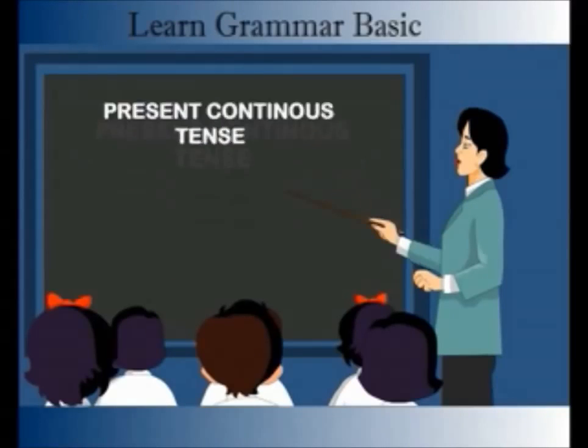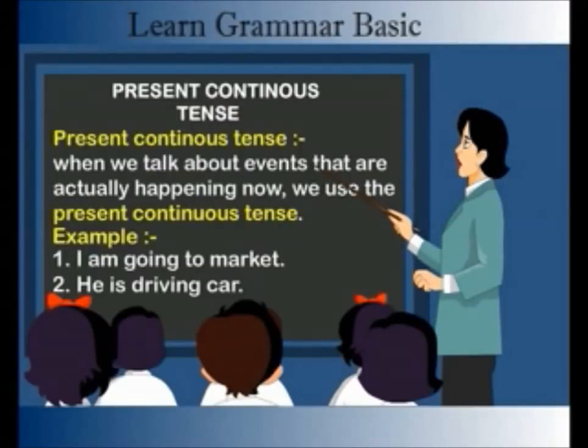Present continuous tense. When we talk about events that are actually happening now, we use the present continuous tense. Example: I am going to market. He is driving a car.